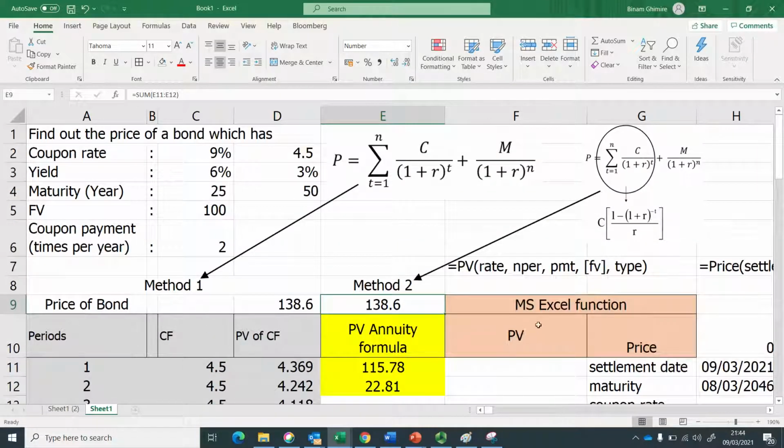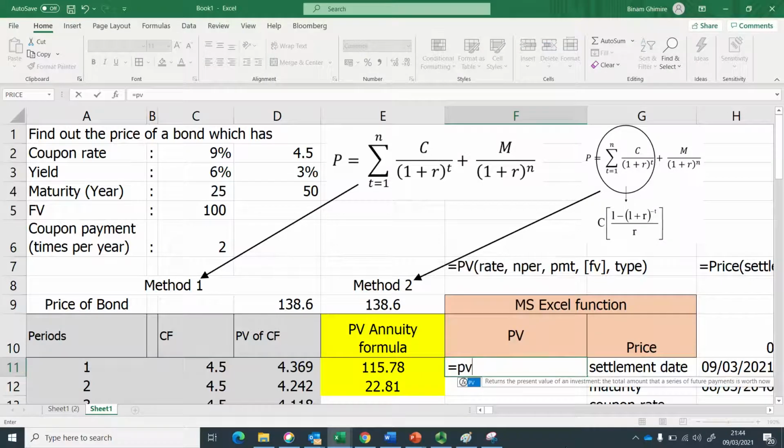Now you may find this bit time consuming, what we have done, but if you make use of the Microsoft Excel given function PV, this is really quick. So I've outlined the third method here, for which you need equal PV and all this. So I'm going to explain what they mean. Equal PV is present value, open bracket. When it says rate, it basically means yield, so that's 3%. And when it says NPER, that means the number of payments, so that's 50 of them.